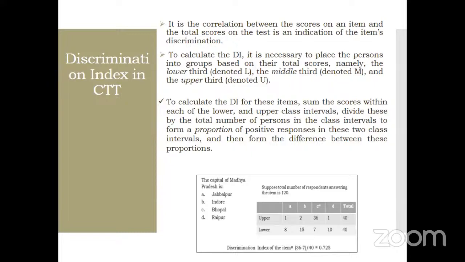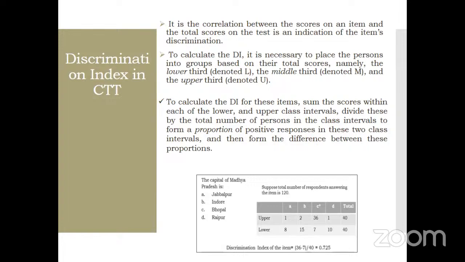when we are looking at the discrimination index in classical test theory, all of you are acquainted with discrimination index? Yes, in classical test theory? Yes, ma'am. All right. So what is this? It is the correlation between the score on an item and the total score on the test. Okay. So basically the item total correlation that we can consider as a measure of the discrimination index in classical test theory approach.